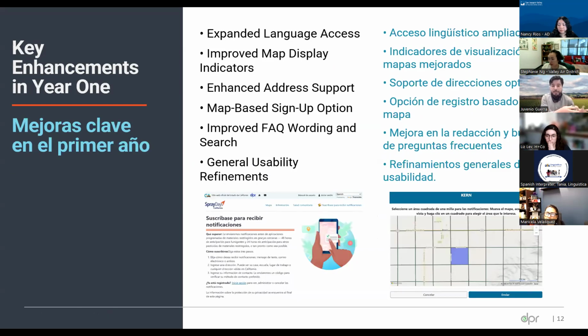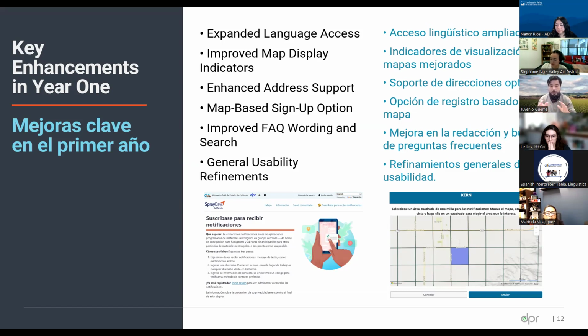And based on a lot of that feedback, we were able to make a lot of changes to improve how people were accessing the system. Right when we kicked off, we made sure that we had 16 languages available for notifications themselves, not just English and Spanish, but a lot of other languages, especially languages that are used across agricultural areas. We were able to improve the display on the map, showing more clearly where upcoming and recent applications were.